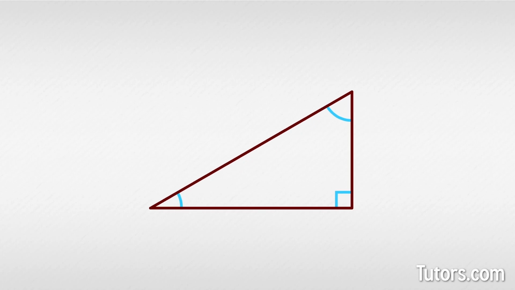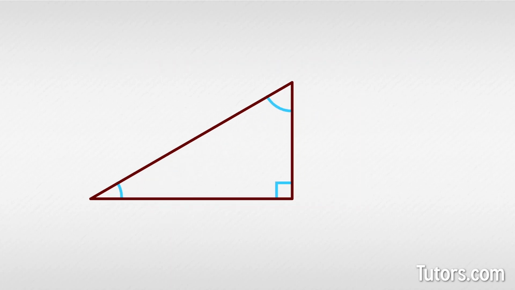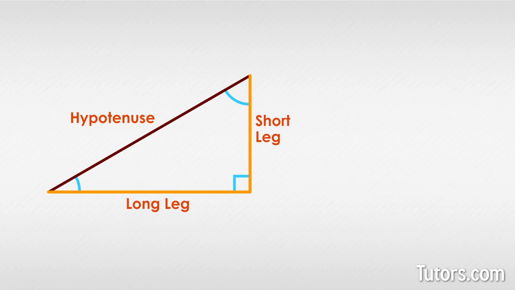In all triangles, the relationships between angles and their opposite sides are easy to understand. The greater the angle, the longer the opposite side. The largest interior angle is opposite the longest of the three sides, and the smallest angle will be opposite the shortest side. In a right triangle, recall that the side opposite the right angle is called the hypotenuse, and the other two sides are called legs.